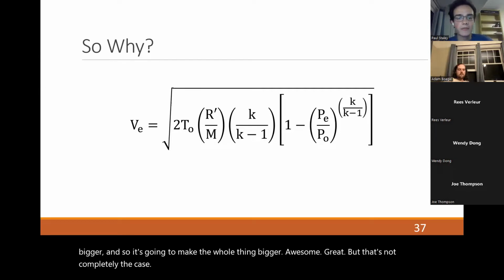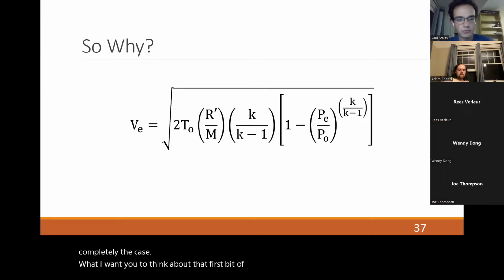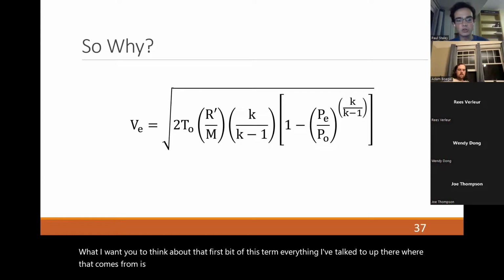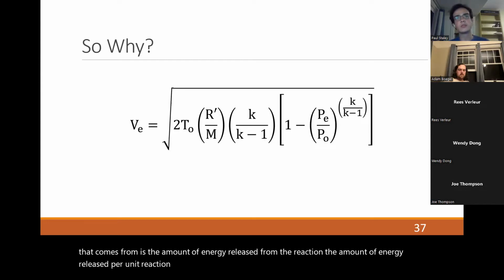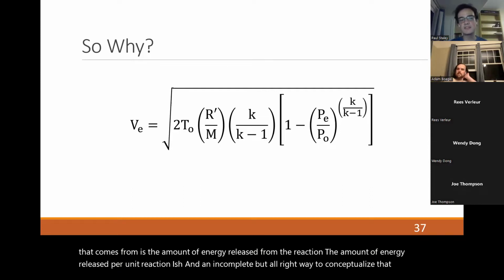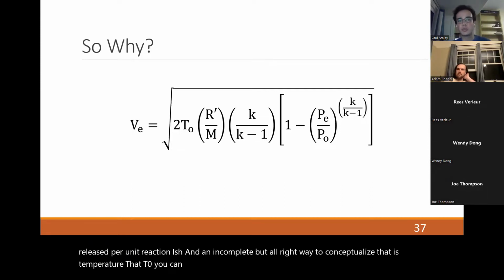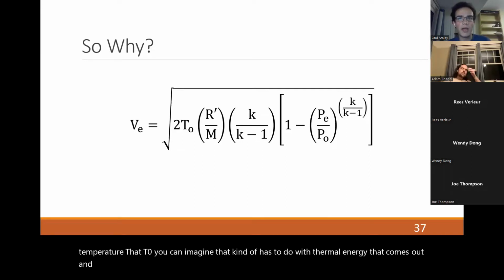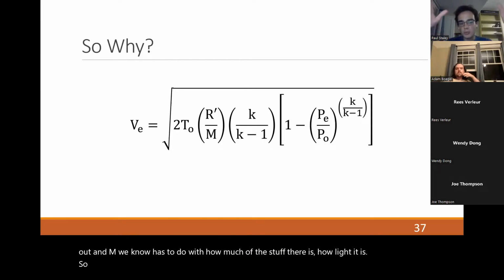What I want you to think about that first bit of this term, everything I've talked to up there, where that comes from is the amount of energy released from the reaction, the amount of energy released per unit reaction-ish. And an incomplete but all right way to conceptualize that is temperature, that T0. You can imagine that kind of has to do with thermal energy that comes out. And M, we know, has to do with how much of the stuff there is, how light it is. So you can imagine it's kind of like thermal energy per unit mass of the reaction.